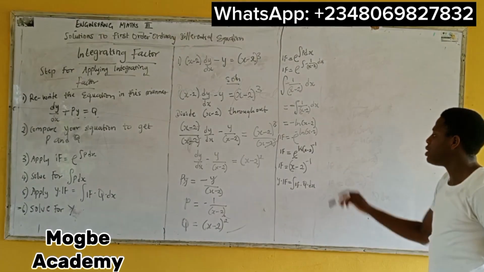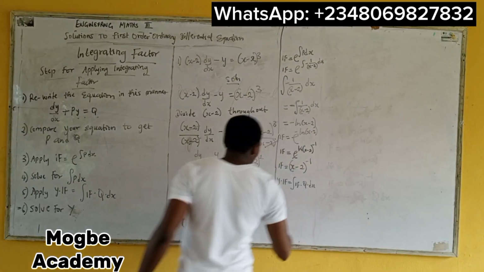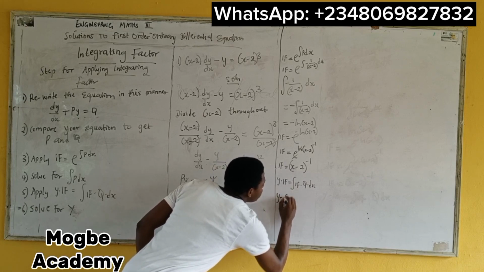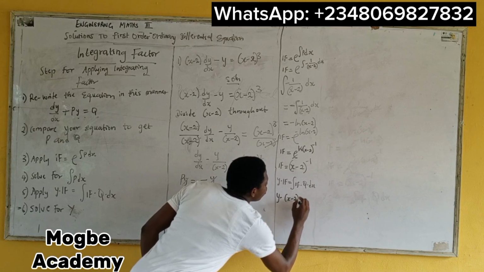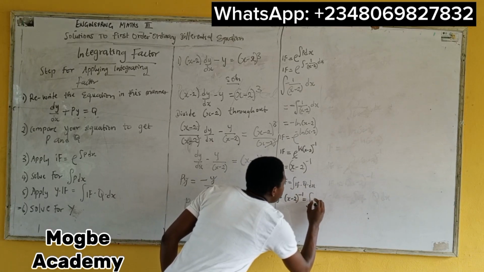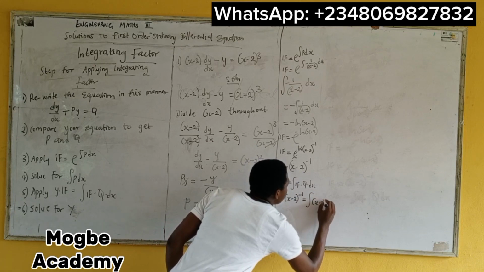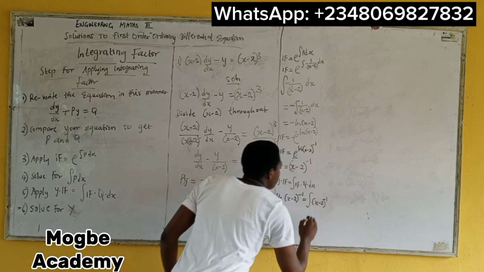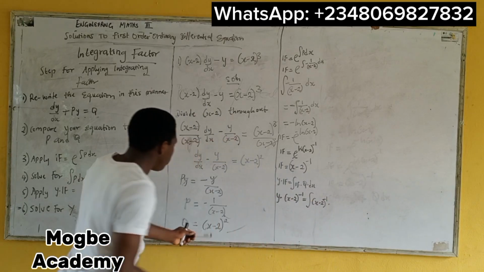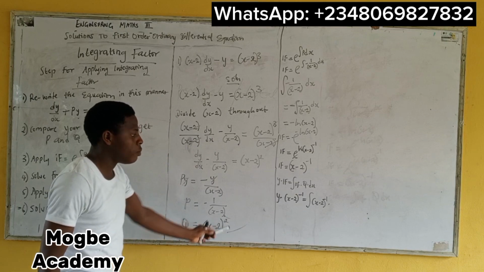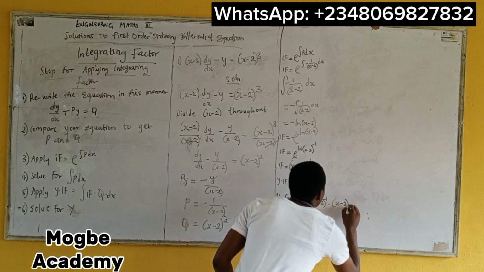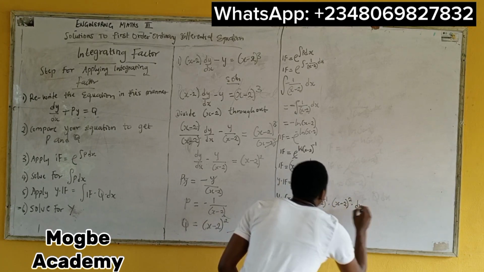So substituting everything into this one here, we are left with what? Y dot, what's our if? Our if is x minus 2 raised to the power of minus 1 equals to your integral of what's our if? X minus 2 raised to the power of minus 1. And what's our q? Our q is x minus 2 raised to the power of 2. So we have x minus 2 raised to the power of 2 dot dx.